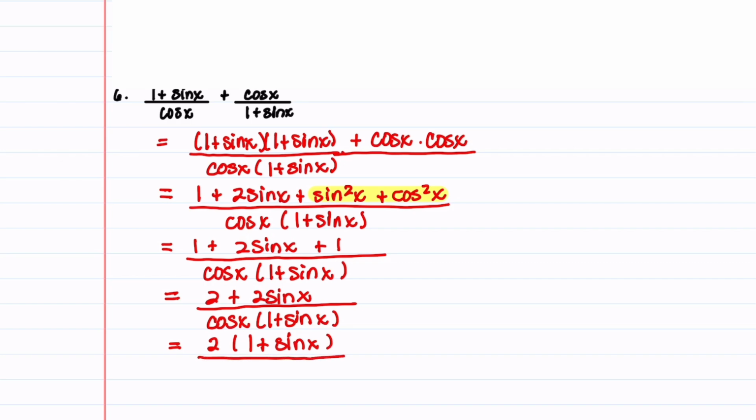And then you can see something good. We're also, in our denominator, we have a 1 plus sine x. So that's great. That cancels out, and we're left with a 2 divided by cosine x, which is just 2 times secant x.